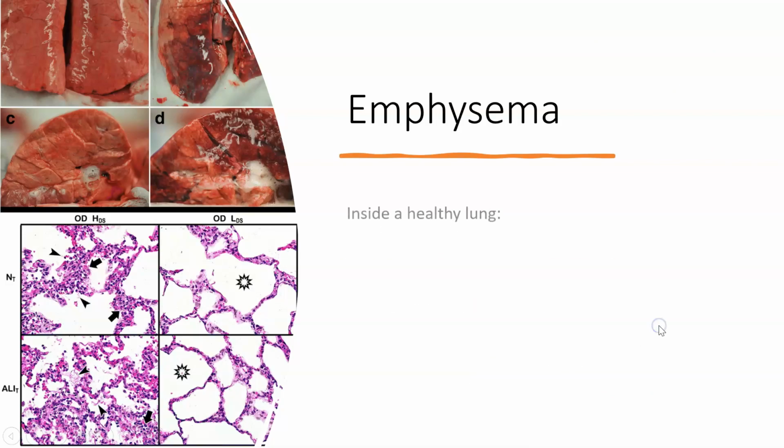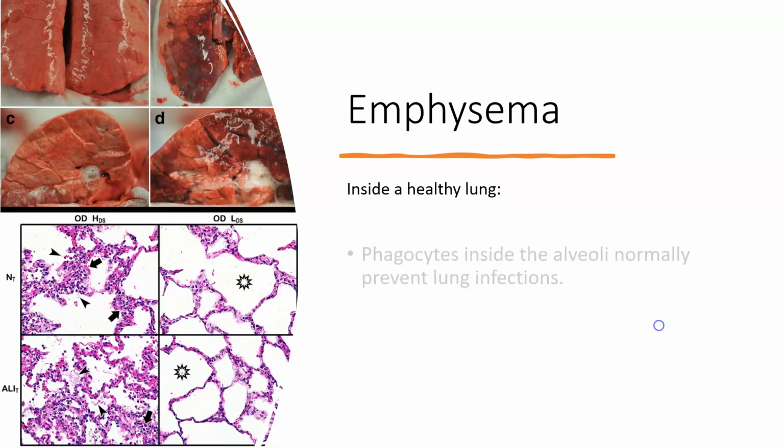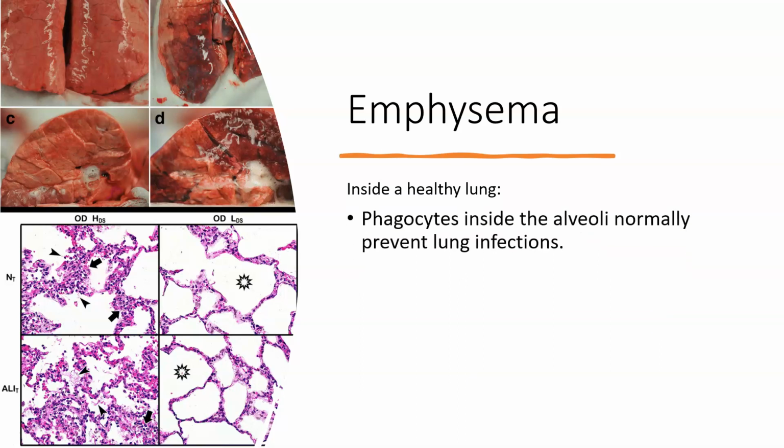Now, if we think of a healthy lung, we've got phagocytes inside the alveoli that normally prevent lung infections. What they do is they produce this enzyme called elastase to break down any bacteria. So this is happening in a nice healthy lung. Now, research has shown that it could be this elastase, which is a type of protease, so it's breaking down the proteins in the bacteria, that could cause our emphysema.